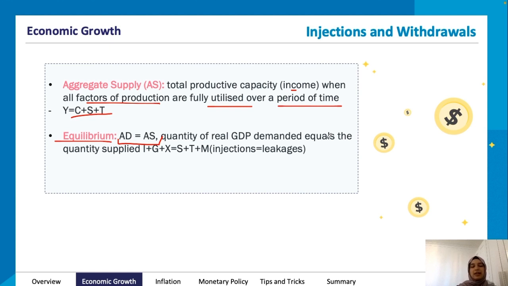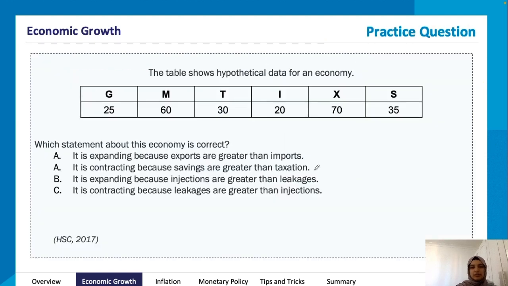Okay, so that's why we have this infamous formula that we use in economics, which is your injections equals your leakages. Okay, so let's think back to this, maybe revision for some of you. This question. So we've got the table shows hypothetical data for an economy where you've got IGX and STM. Which statement about this economy is correct?